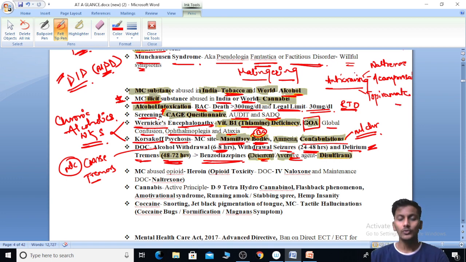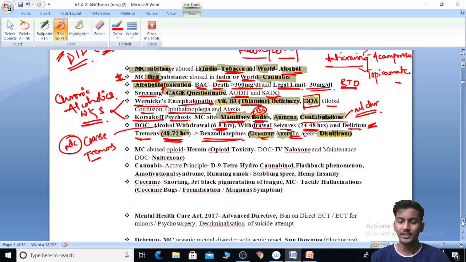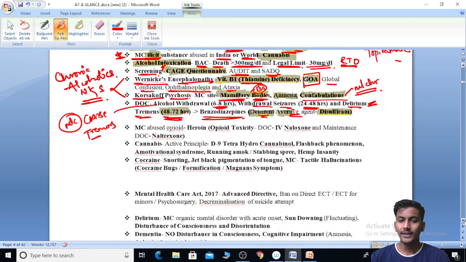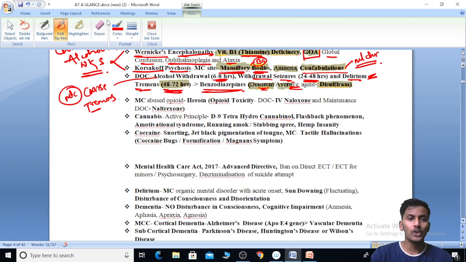Now moving further to our opioids, which are again a very important part of substance abuse. Now let's talk about opioids. Which is the most common abused opioid? Please remember, the most common abused opioid is heroin.